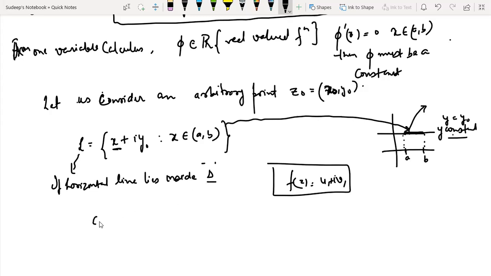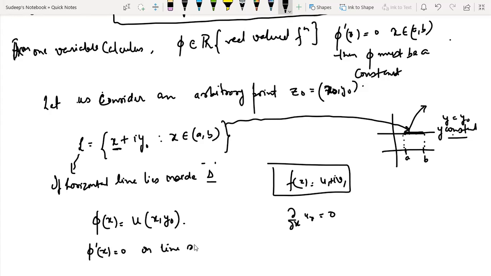Then I can define my phi x simply as u of x comma y naught. Let me define phi as u of x comma y naught. And I know that if I differentiate with respect to x, ux, I'm going to get 0. So if I differentiate on both sides, I'll get phi dash x equal to 0 on this line segment L.